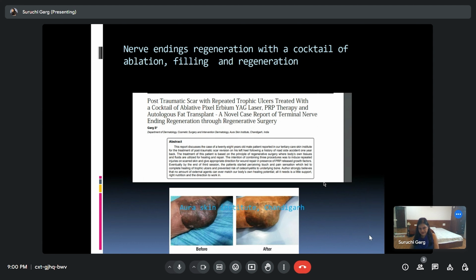After 3 sessions, the patient started telling me that on the completely anesthetic area, the heel, he started having some sensation, some pain sensations, and we could also see the skin texture improving over that area. There was less frequency of trophic ulcers, and we could see the improvement.